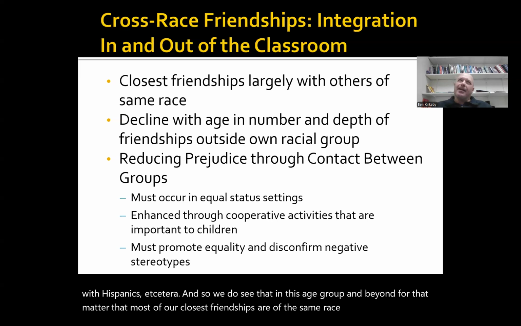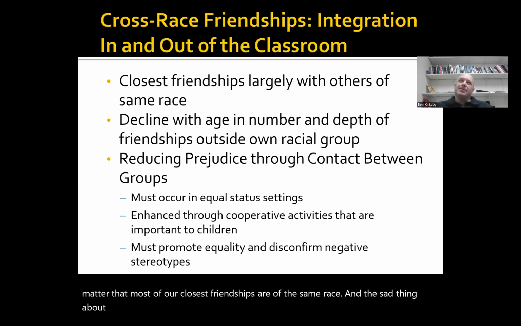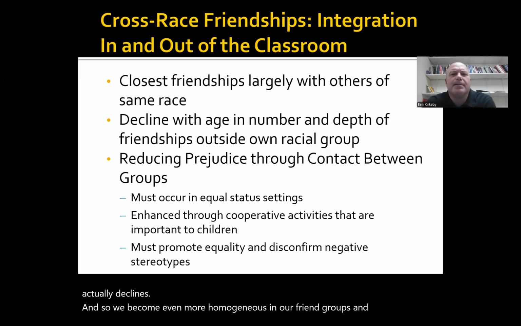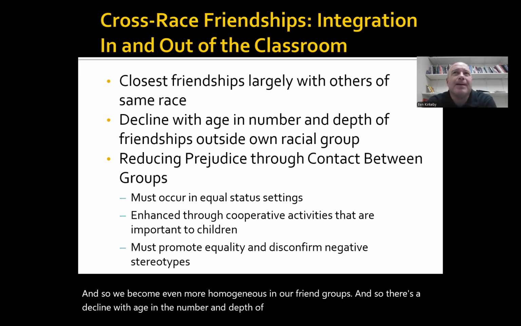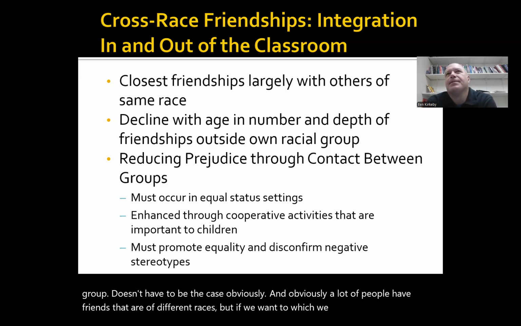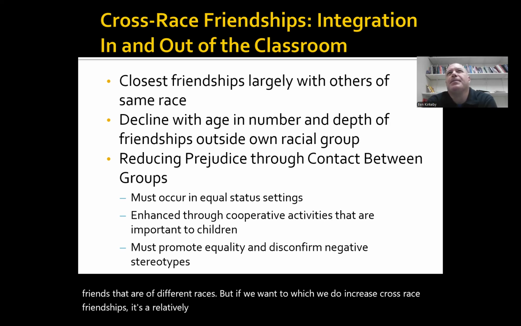And the sad thing about this is that this actually increases the older we get. As we get older, the number of cross-race friendships actually declines. And so we become even more homogenous in our friend groups. There's a decline with age in the number and depth of friendships outside of our own racial group. Doesn't have to be the case, obviously. And obviously, a lot of people have friends that are of different races. But if we want to, which we do, increase cross-race friendships, it's a relatively simple equation, so to speak.